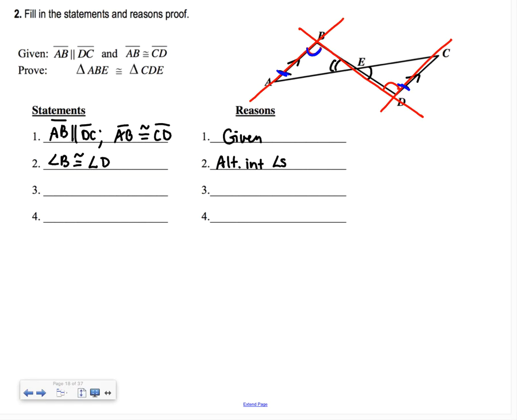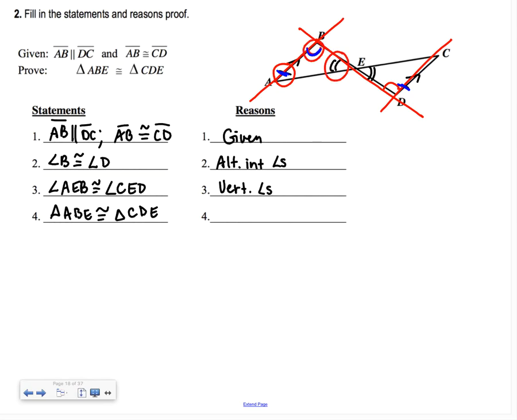How about these angles right here? We're going to say that angle AEB is congruent to angle CED. And that's by vertical angles. So that means that we have enough to prove that our triangle ABE is congruent to triangle CDE, because as we go around, we have a side, we have an angle, and an angle.